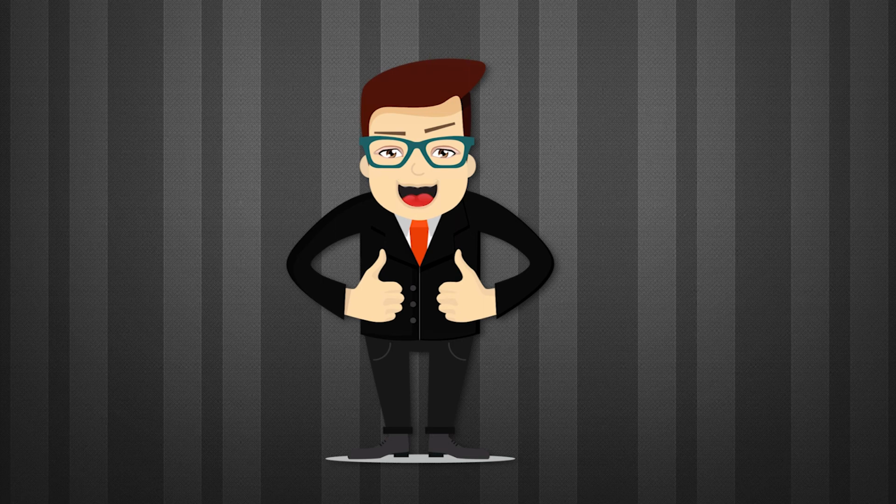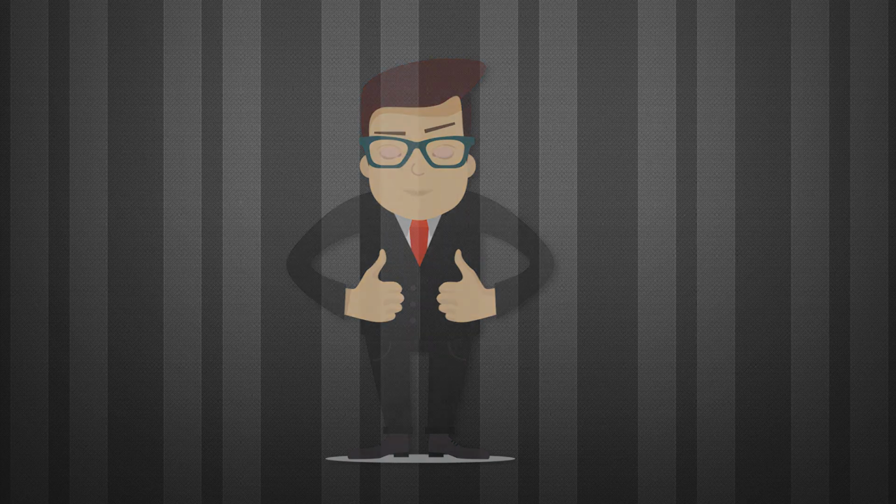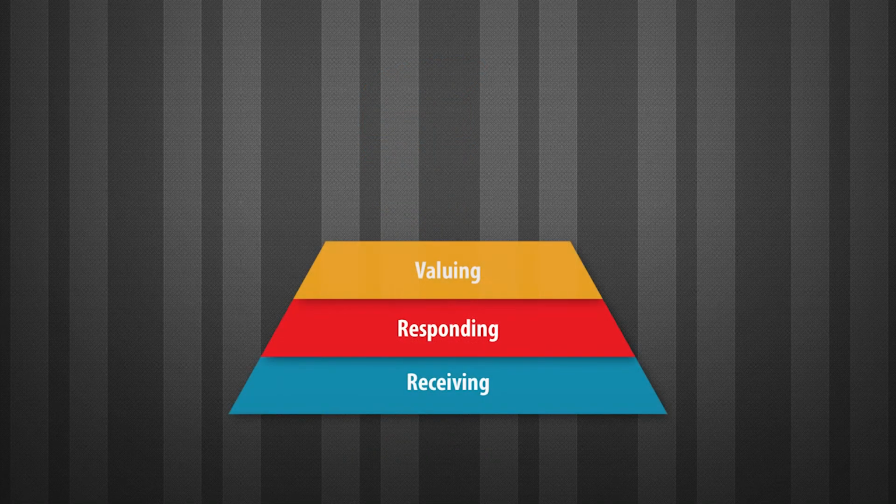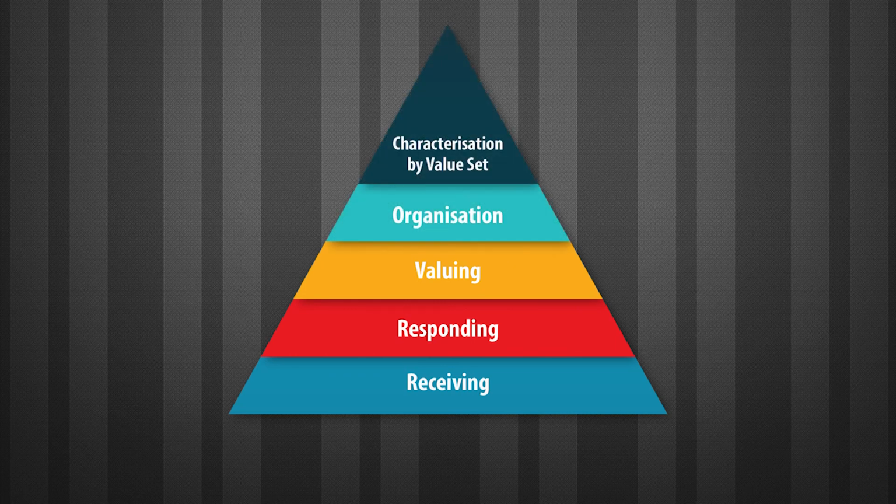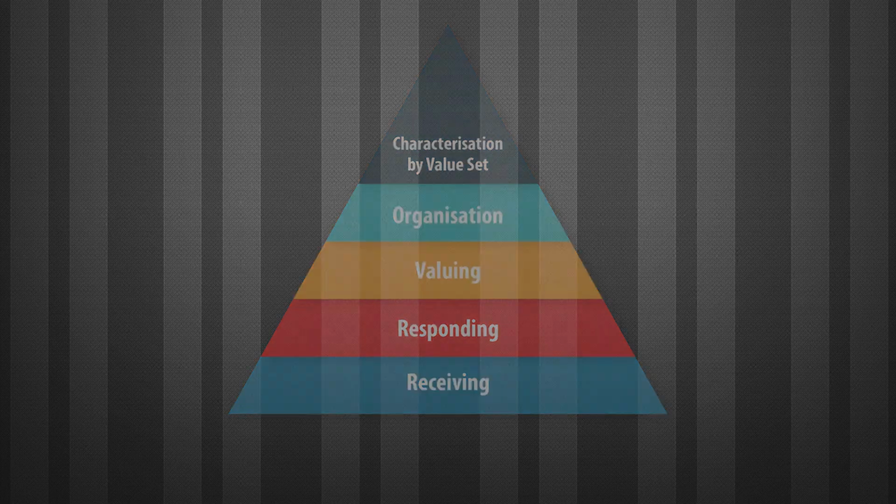Let's have a look at the different levels of affective taxonomy and see how to apply this taxonomy to a value such as honesty. The figure shows how the affective taxonomy may be applied to a value such as honesty. It traces the development of an affective attribute such as honesty from receiving level until the characterization level, where the value becomes a part of the individual's character.